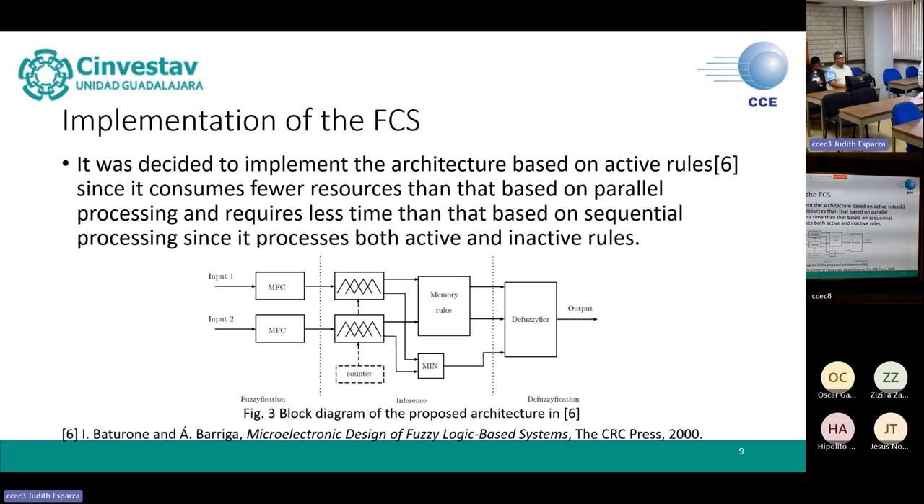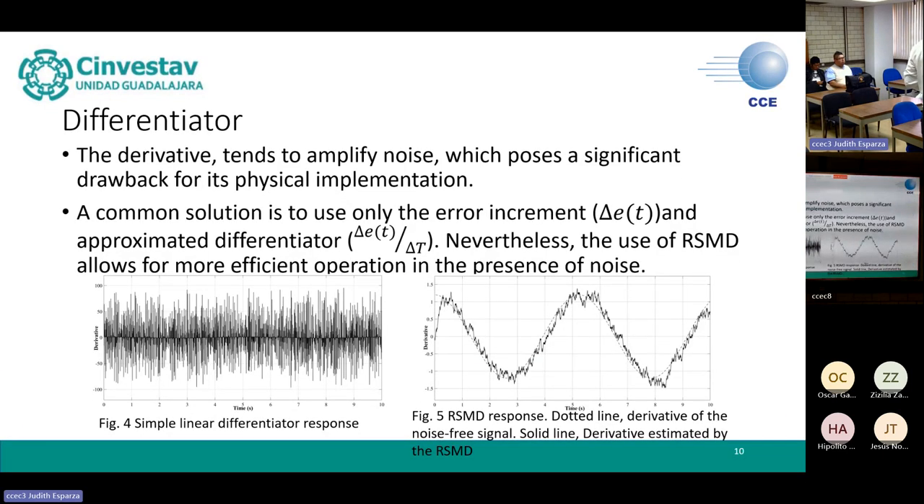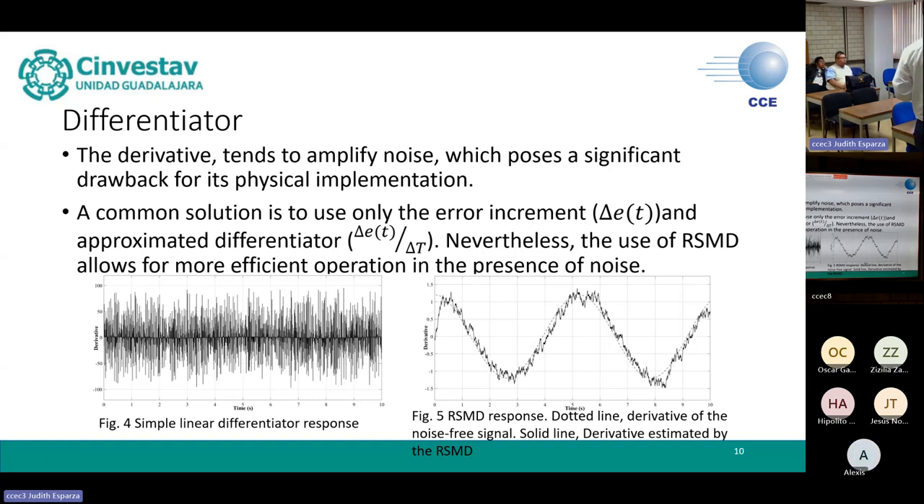We just changed the membership function circuit that is here. We add the support to the C and S membership function, and we change that counter with a state matching. The other blocks are the same from the previous work. The differentiator, the derivative tends to amplify noise, which poses a significant drawback for its physical implementation.